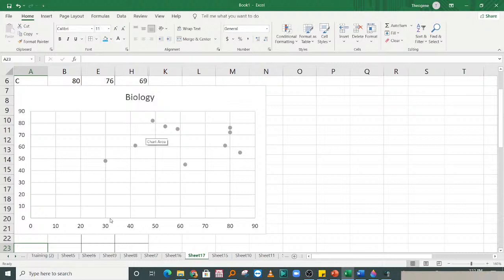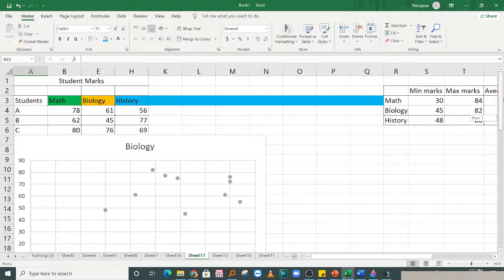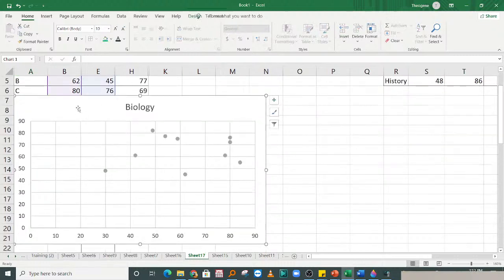If someone scored 30 in mathematics, they have around 40 something in biology. You see, so there is somehow a positive correlation, but it is not great. There is no strong positive correlation.